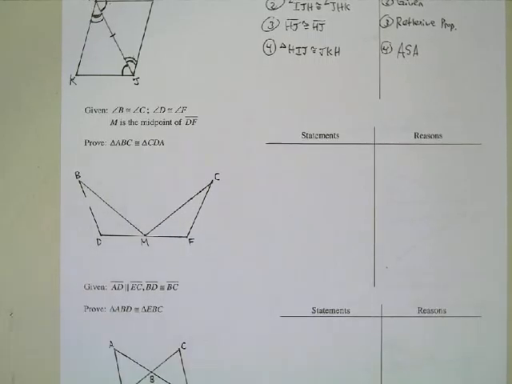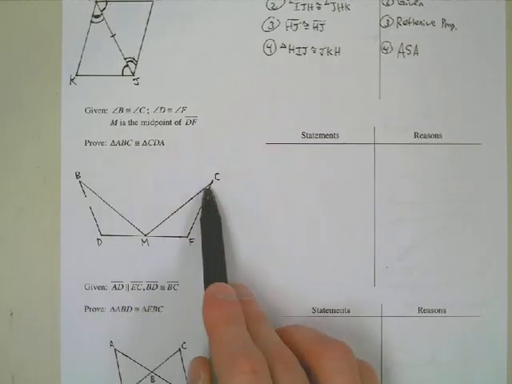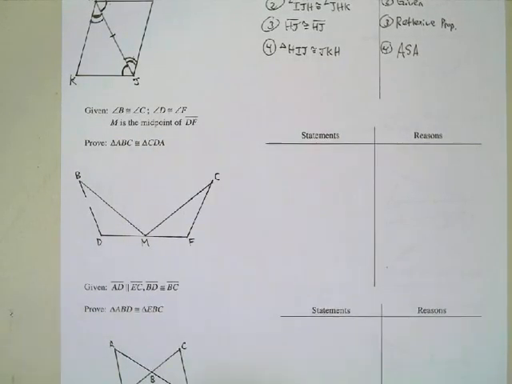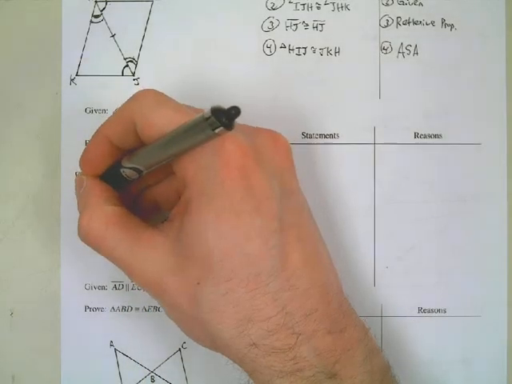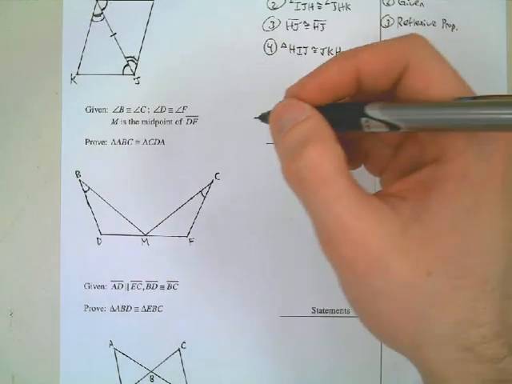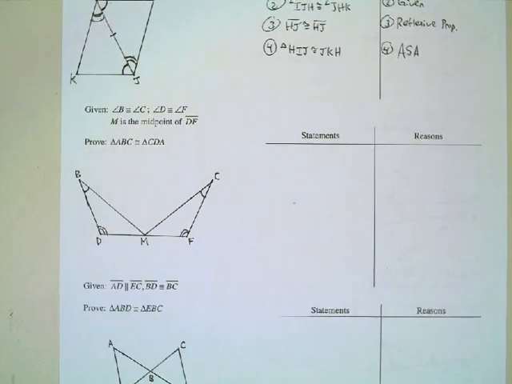So in this one, we're given that angle B is congruent to angle C, angle D is congruent to angle F, and M is the midpoint of DF. So I'll go ahead and mark these congruences in. They're easy. B and C are congruent, and then D and F, they're congruent. So that takes care of those two congruences. And we need to come up with another congruence.